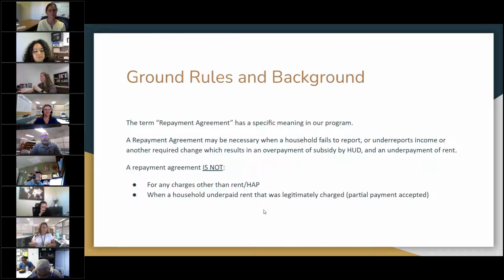And it's also not the case when a resident underpaid rent previously. So if we charge $250 and the resident only paid $200, that's not a repayment agreement either. In that case, we accepted a partial payment, and the resident just owes that $50, but it's not anything we can do through a repayment agreement.